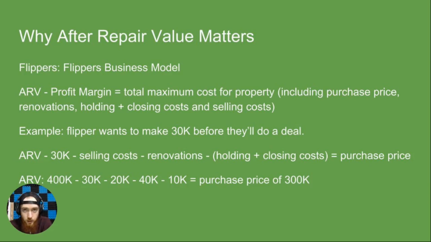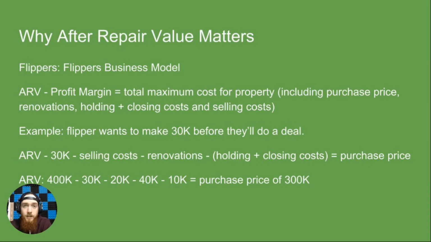In this case, this is a made up example, obviously, but let's pretend renovations we expect are going to cost $40,000 to get the property up to the $400,000 ARV price, and then subtract holding and closing costs. Our closing costs are going to be things like land transfer tax, our legal fees when we buy the property, any sort of home inspection, anything of that nature.